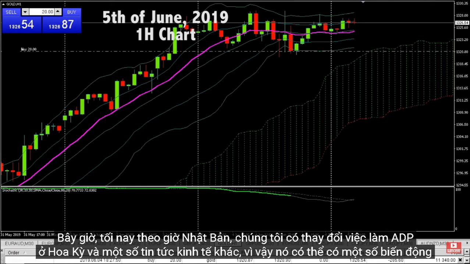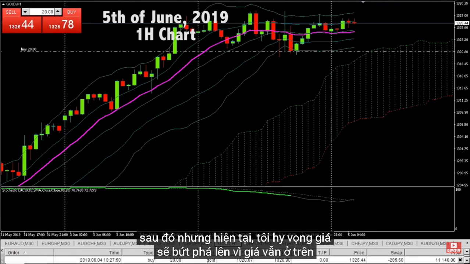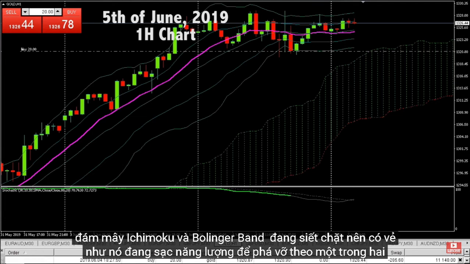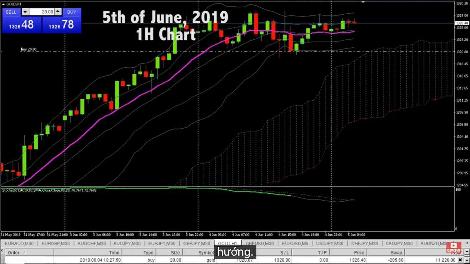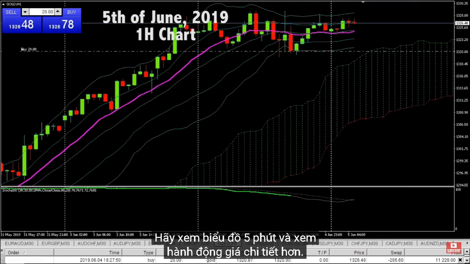Now, tonight in Japan time, we have ADP employment change in the US and some other economic news, so it might have some volatility then, but for now, I am expecting the price to break upwards as the price is still over the Ichimoku cloud and the Bollinger band is squeezing. So it looks like it's charging its energy to break in either direction. Let's look at the 5-minute chart and see more detailed price action.